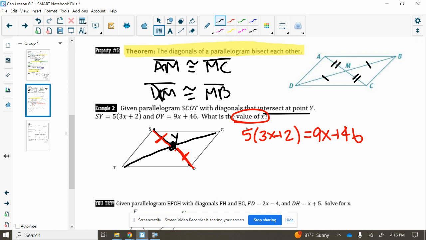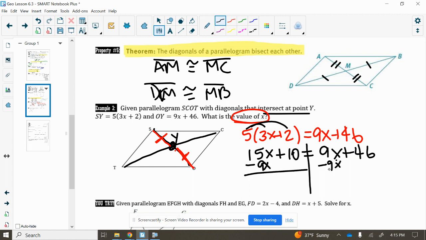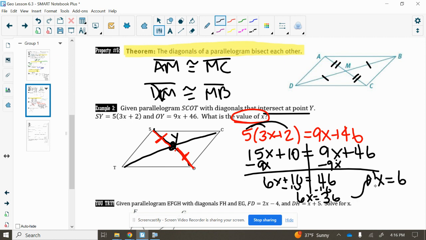So on this one, do not forget as you start solving to distribute the 5 through. We get 15x plus 10, and then 9x is smaller than 15x, so I'm going to subtract that from both sides. So we get 6x plus 10 equals 46. Subtract the 10 over. 6x equals 36. And when we divide both sides by 6, 36 divided by 6 is also 6.